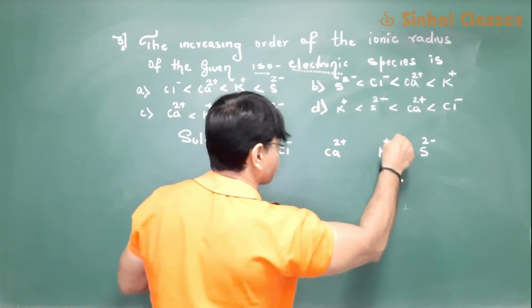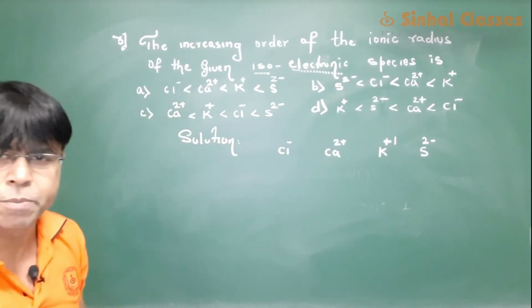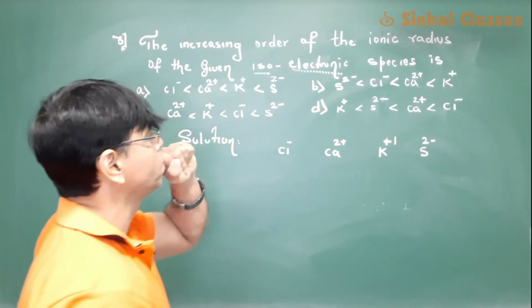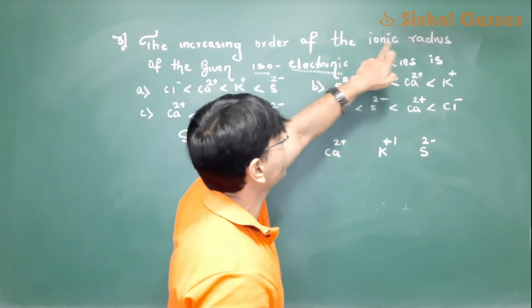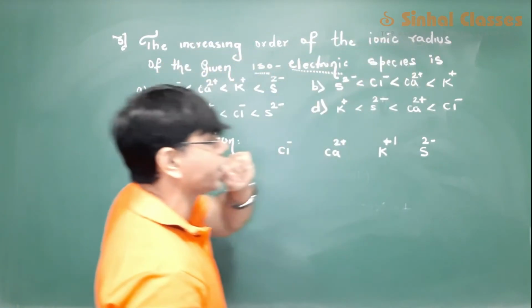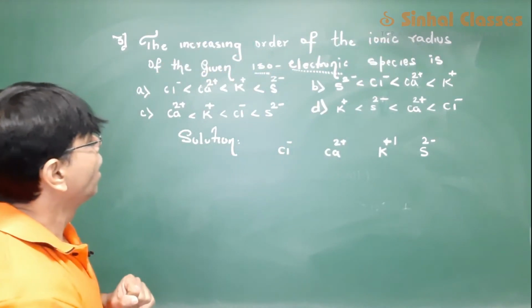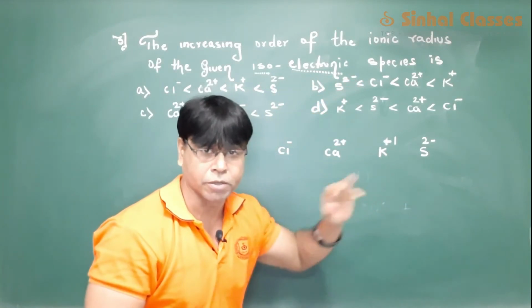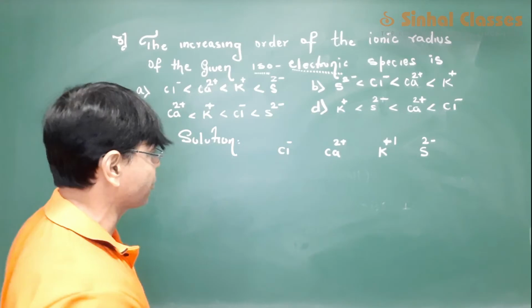Sulfide ion. These are the 4 which have been given to us. And we are supposed to arrange them in the increasing order of ionic radius. Increasing order of ionic radius. And all of them are isoelectronic. They have the same number of electrons. Okay? They have the same number of electrons.